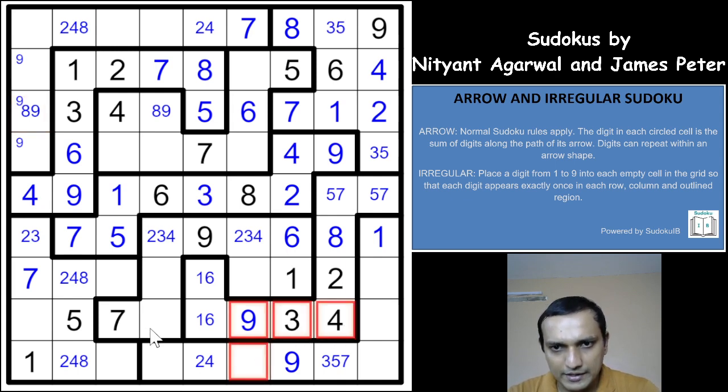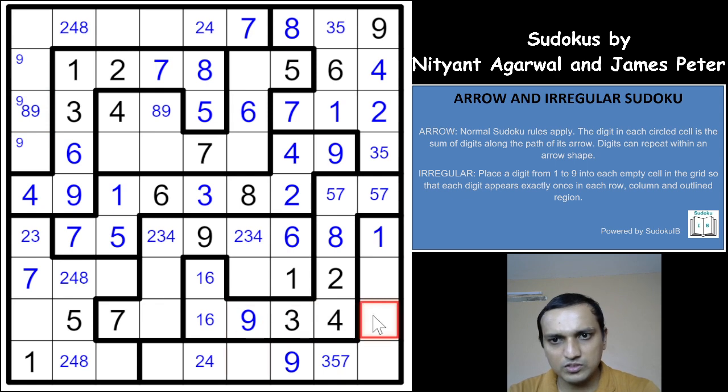1, 6, 2 and 8. 2, 1. This is 6 and 8. 6, 1, 2 and 8. 1, 2, 6 and 8. Okay, so 2, 6, 8 triplet here. So this is a 1 here. That is 6 here.